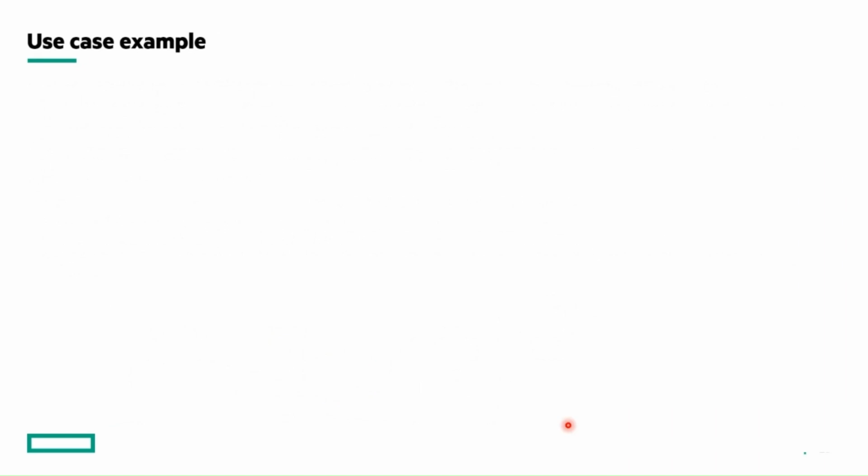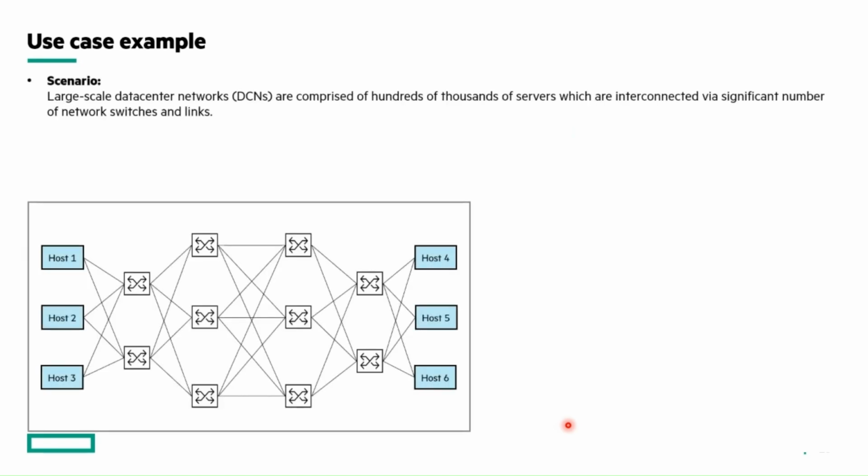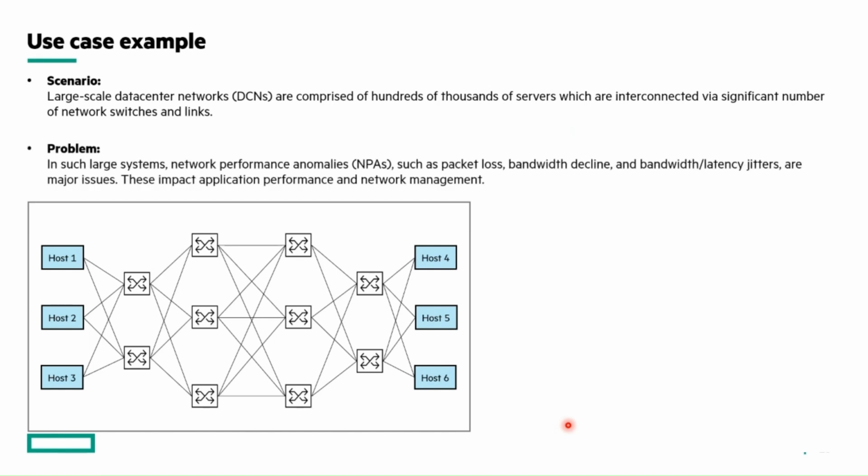So let's drill down to another level and look at a real-life scenario which might help us understand this better. The scenario includes a large data center network, which comprises hundreds and thousands of servers interconnected via a significant number of network switches and links. The problem is that in such large networks, network performance anomalies such as packet loss, bandwidth decline, and bandwidth or latency jitters are major issues. This impacts application performance and network management.